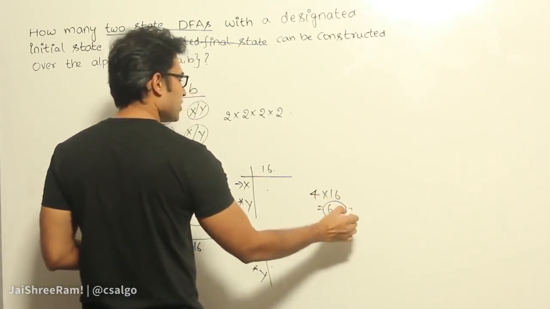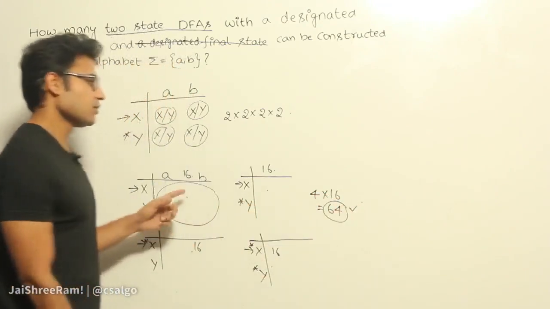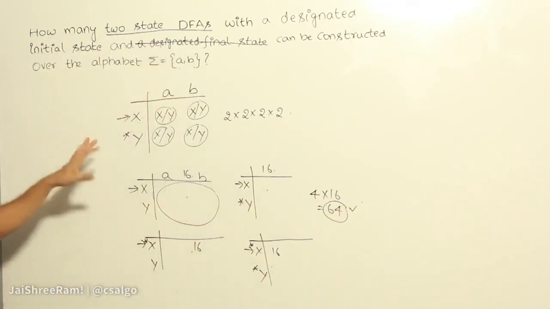Actually this question is from the permutations and combinations topic, but since it is asked based on DFAs, we are solving it here.